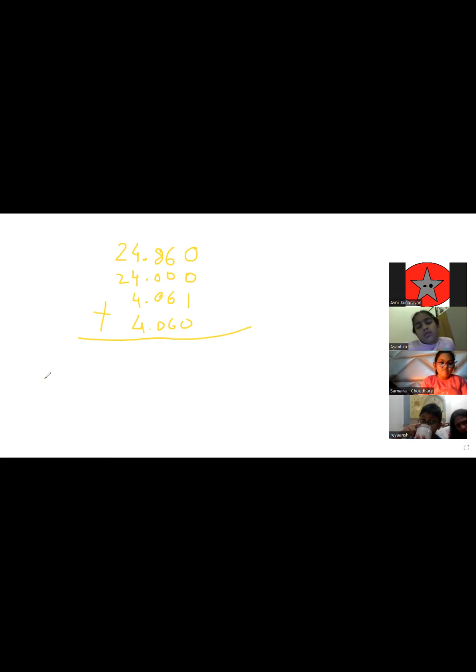But if my numbers were like this, 24.86, next 24, next 4.061, next 4.06, and I give you this task to add them, children. If you don't put one number below the other and you add units with tenths, hundreds with tenths, then the answer comes wrong. So similarly, here you have to do the same. After the decimal you have to change to like decimals, which is why the like decimal concept is so important.